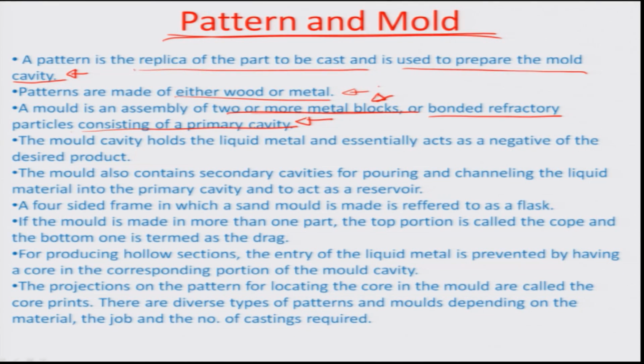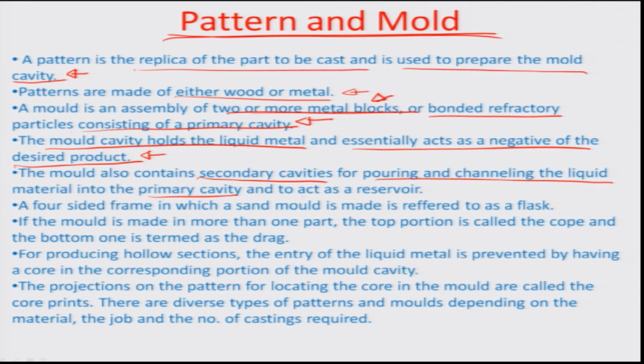So, therefore, it is an assembly of two or more metal blocks, as has been rightly indicated here. The mold cavity holds the liquid metal and essentially acts as a negative of the desired product, as I have already discussed. Molds also contain secondary cavities for pouring, channeling, etc., of the liquid metal into the primary cavity, and also sometimes there is a cavity which acts as a reservoir for flowing the metal.